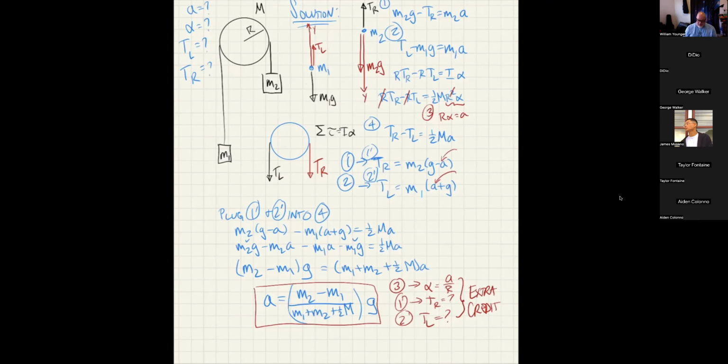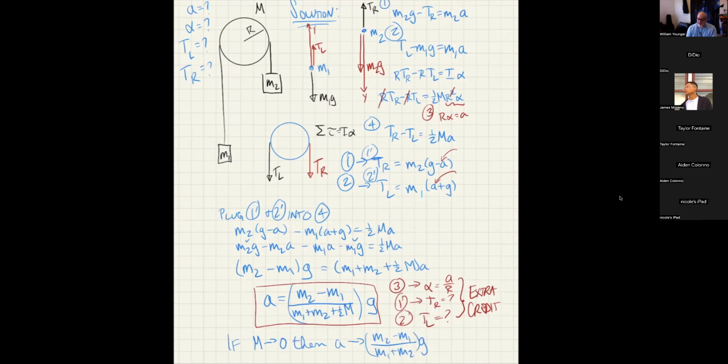And what you should be able to see is that in the special case of big M equals 0, notice that's a massless pulley. That's what we've been solving before we covered torque. If I put big M equal to 0, I should get the old Atwood machine answers. So if big M goes to 0, then A should go to the Atwood machine, which was (M2 minus M1) over (M1 plus M2) times G. You can see that already did it, right?